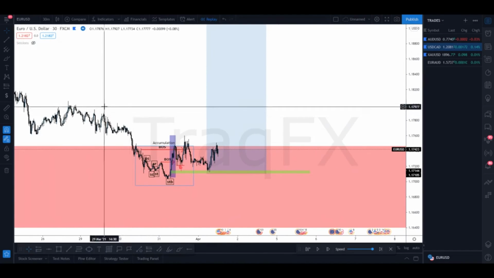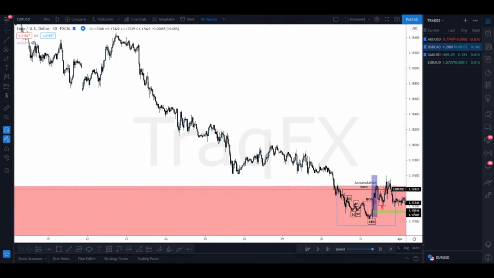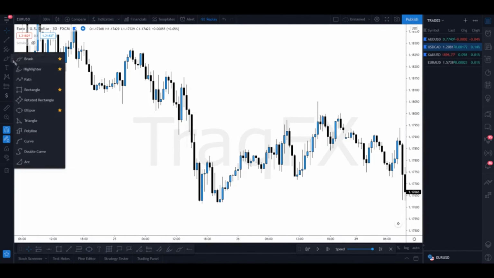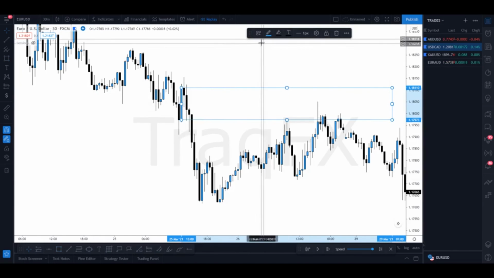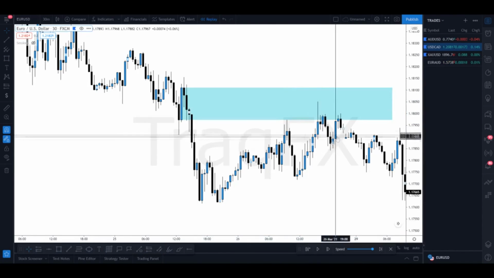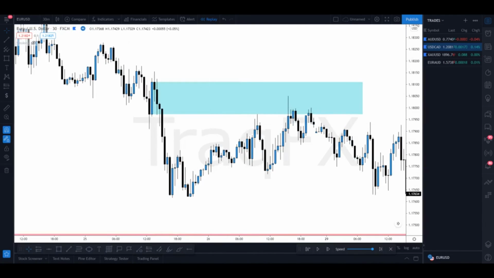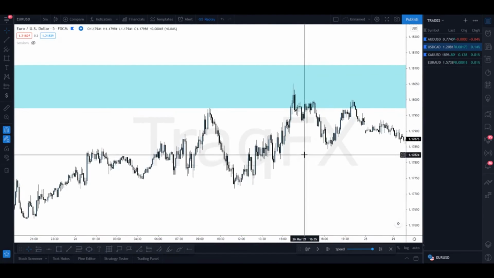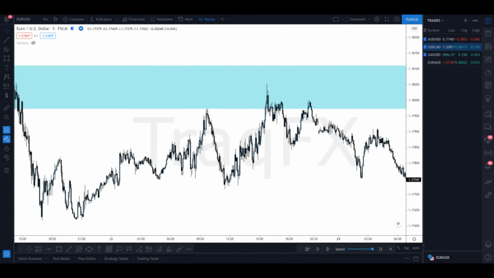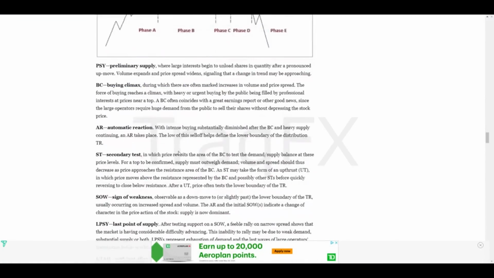Another way of using it is by mapping out your point of interest. For example, right over here, if you were looking to sell, you have your POI. At this point, all you would want to do is wait for price action to come into your zone of interest and then look for Wyckoff. Or what you'll see a lot of the time is that before it comes into your POI, you'll see Wyckoff play out. So let's look at a distribution schematic over here.